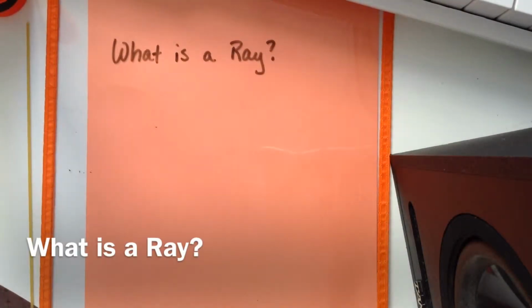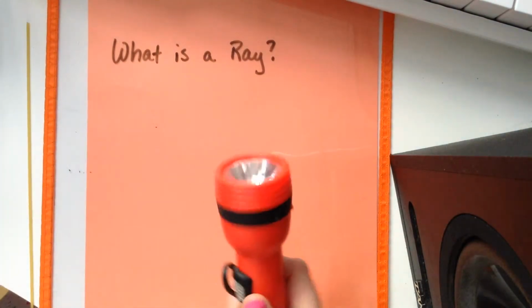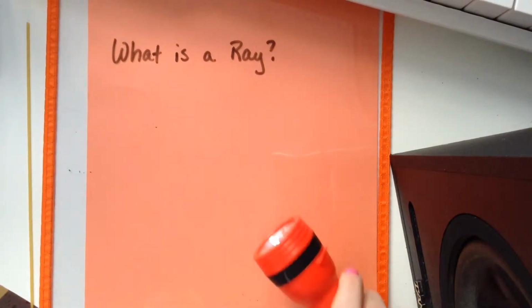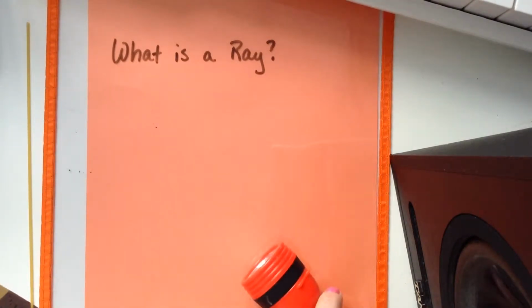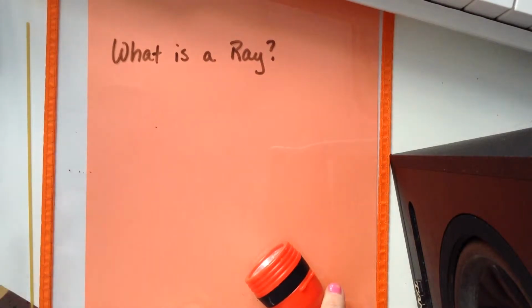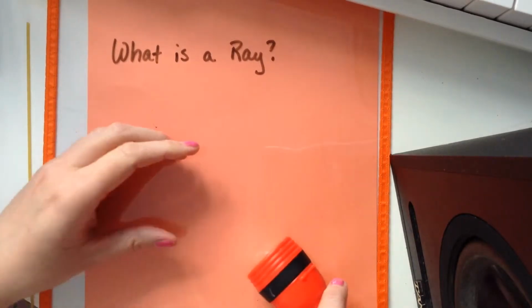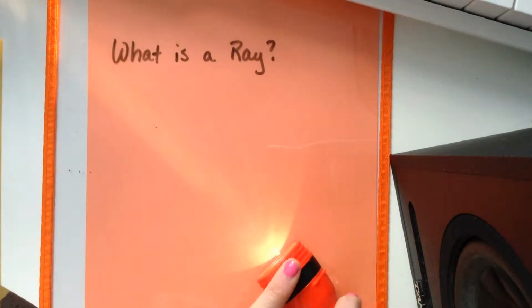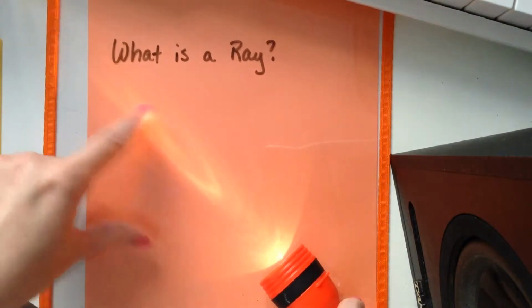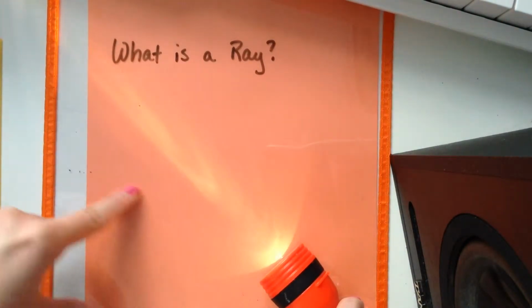Let's talk about what a ray is. You might connect it to something everyday that you might use, like a flashlight. So where does the light begin? Light begins from the bulb in the flashlight. And let's take a look. So you've got the end of the flashlight here, and then you've got rays of light coming out.